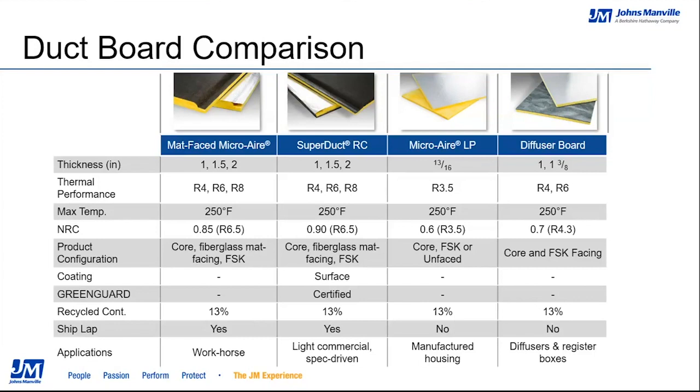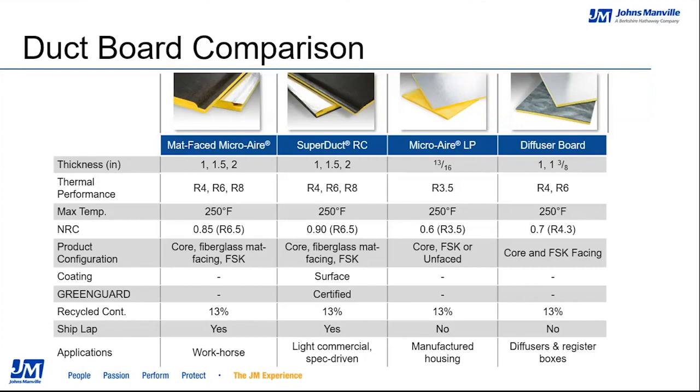The third product there is Micro Air LP. That's our low pressure board. These are used for low pressure systems for manufactured housing, modular homes, RVs, boats, buses, etc. And again, we test this up to a maximum air velocity of 2,000 feet per minute.